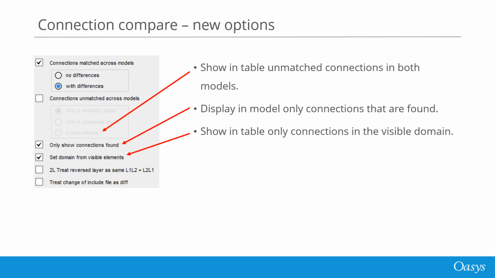There are also 4 new tip boxes. I will talk only about the two first ones, as the other two are not so important and also are quite self-explanatory. Only show connections found. This means that when clicking Apply, Primer will show only the connections displayed on the table. Set domain from visible elements. This means that only the connections in the visible domain will be processed.